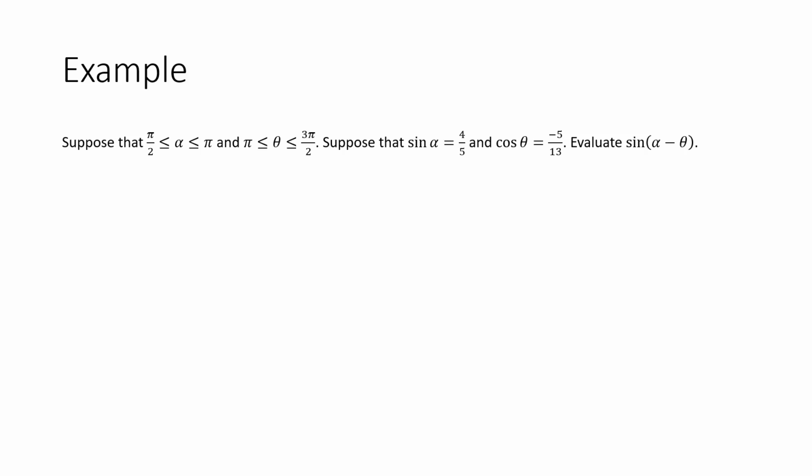Suppose that we know pi over 2 is less than or equal to alpha is less than or equal to pi, and pi is less than or equal to theta is less than or equal to 3 pi over 2.